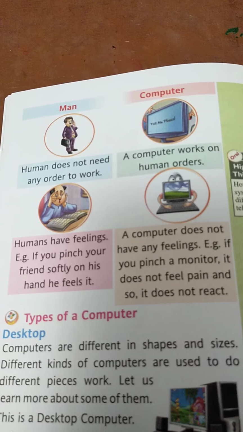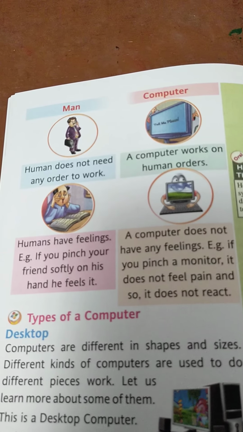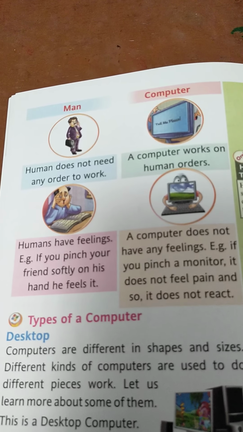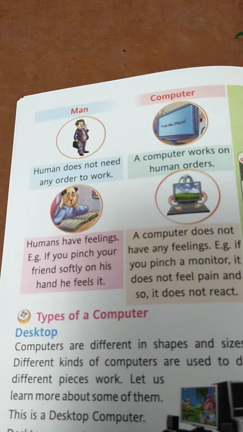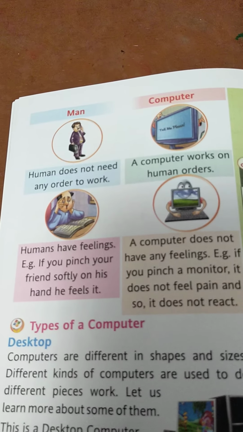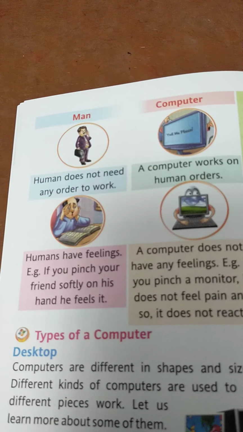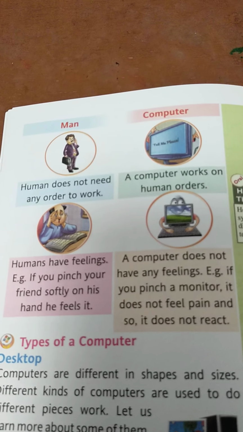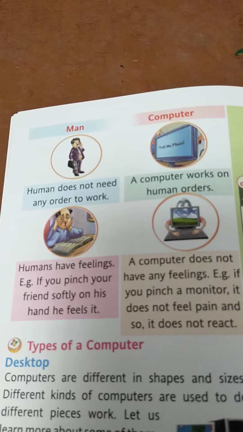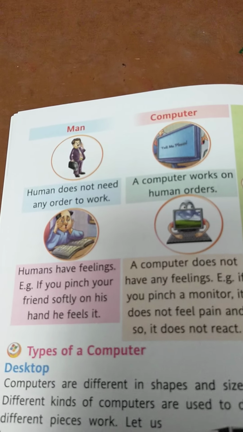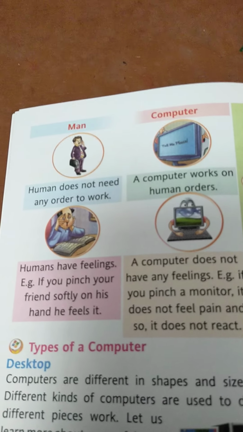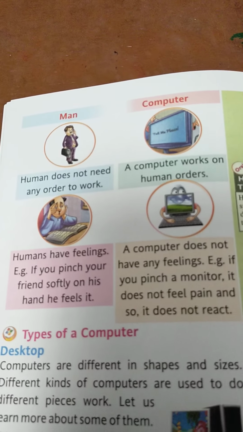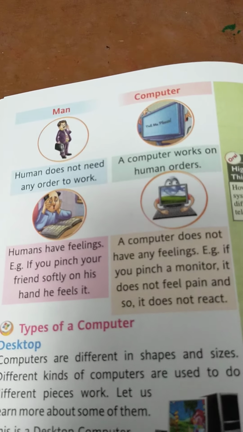Lastly, I said that the human does not need any instruction. They can decide by themselves, but the computer needs the human instructions to do the work. Likewise, a human doesn't need any order, but the computer needs the human order for the work. Then only it will work. The computer is working under the control of the human only. It will not think by itself. The human only controls the computer for doing their work.